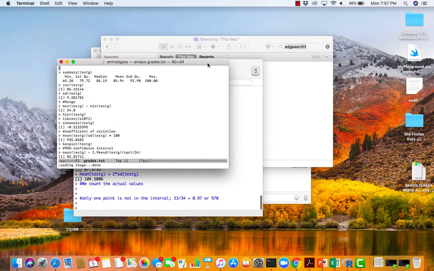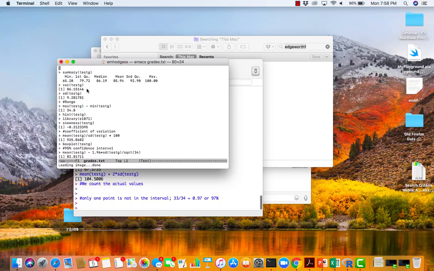Let's go through it. So the first thing I did is run something called a summary, and what that does is give your minimum, your maximum, first and third quartile, the median, and the mean. So that gives you a basic idea of how the numbers look. So there's your mean of 85.94. So the average grade was 85.94.